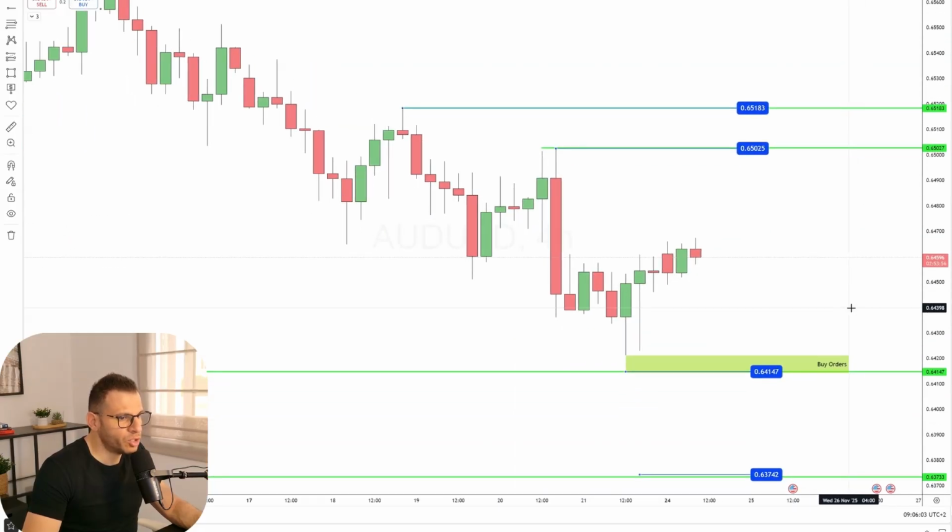We continue with the Australian dollar versus the US dollar. The price is in a downtrend. This long bearish engulfing candlestick is still valid. There is an intraday inside resistance right there. That's the place where the price is experiencing a bit of struggle to push further down.